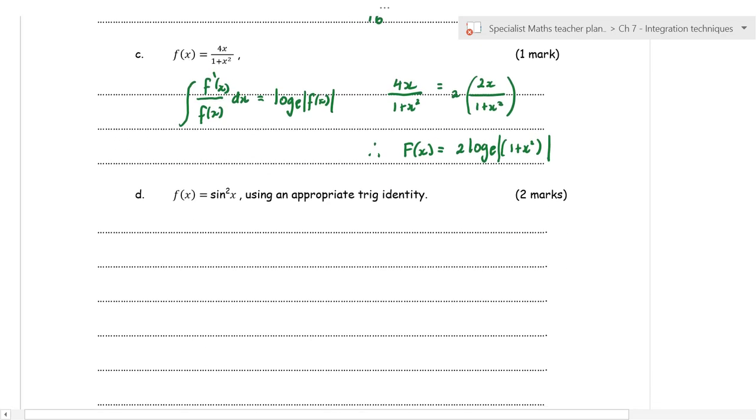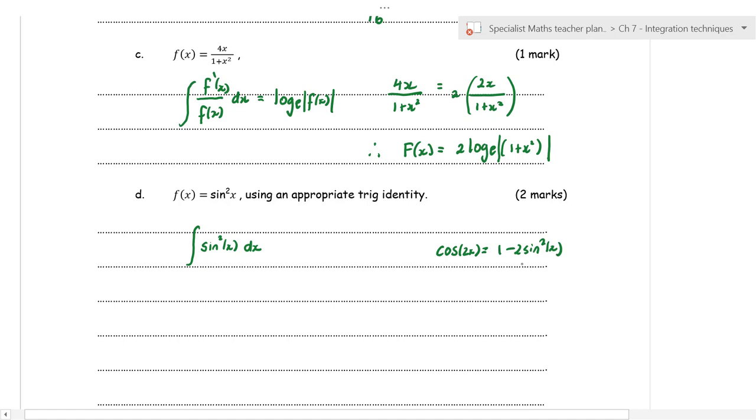Now, as I've also given you the hint, we've got to find the antiderivative of sine squared x. If we have a look, there's no real way to do that. There's nothing on the formula sheet. But what you need to realise is that cos 2x is equal to 1 minus 2 sine squared x. That's the double angle formula.